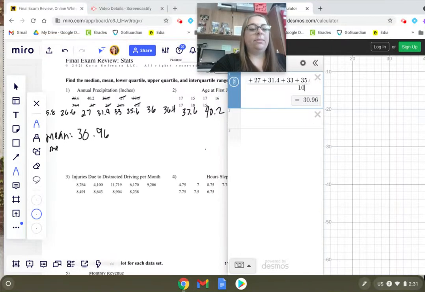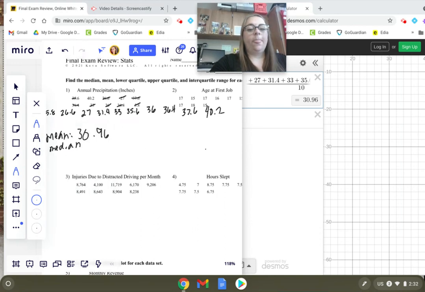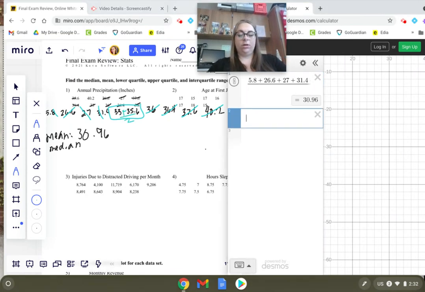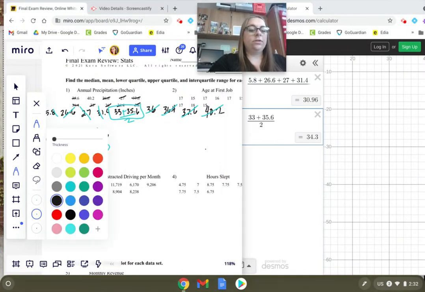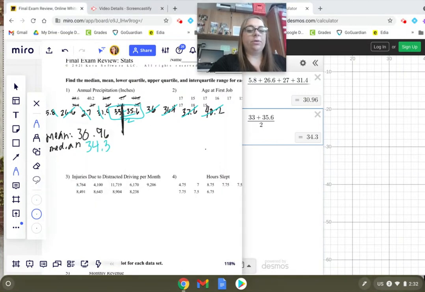Next thing I want to find is my median. Remember, that's my middle number. So I'm going to take my numbers from the outside going in and start crossing them off. So 1, those are gone. Those are gone. Those are gone. Those are gone. I'm left with 2 in the middle. So I'm going to add these together, divide by 2. That gets us our median. So 33 plus 35.6 divided by 2 gets me 34.3. That also tells us that the data is split between these two.